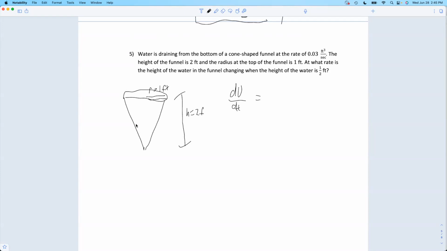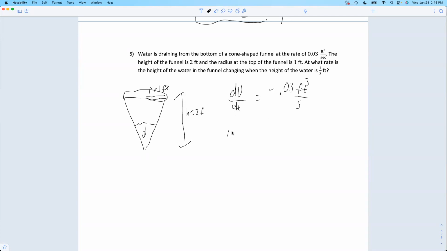Now water's draining out. So see, I've got some water in here. That's going down. So my volume is decreasing at this rate. That means that's a negative derivative. My dV/dt is negative 0.03 cubic feet per second. That's how quickly I'm losing volume.